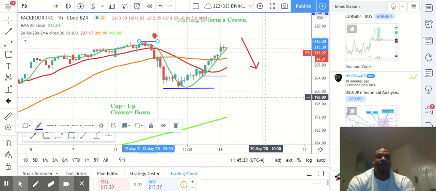So I hope that helps a little bit to help you understand narrow state, wide state, and bar eliminations.